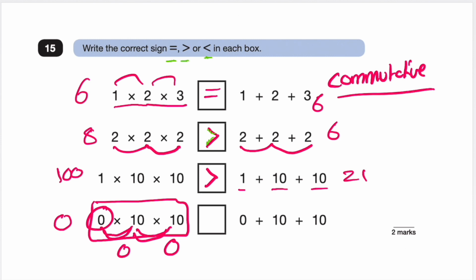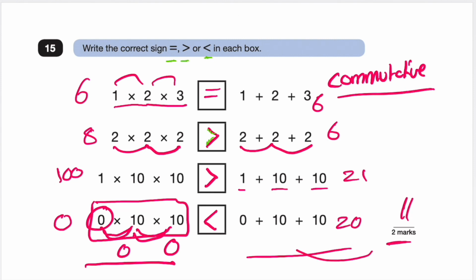And on the other side, 0 plus 10 is 10, plus 10 is 20. So this side is less than this side. And we would get the full 2 marks. I imagine they're giving 2 marks because they're anticipating a lot of people getting this bottom one incorrect.